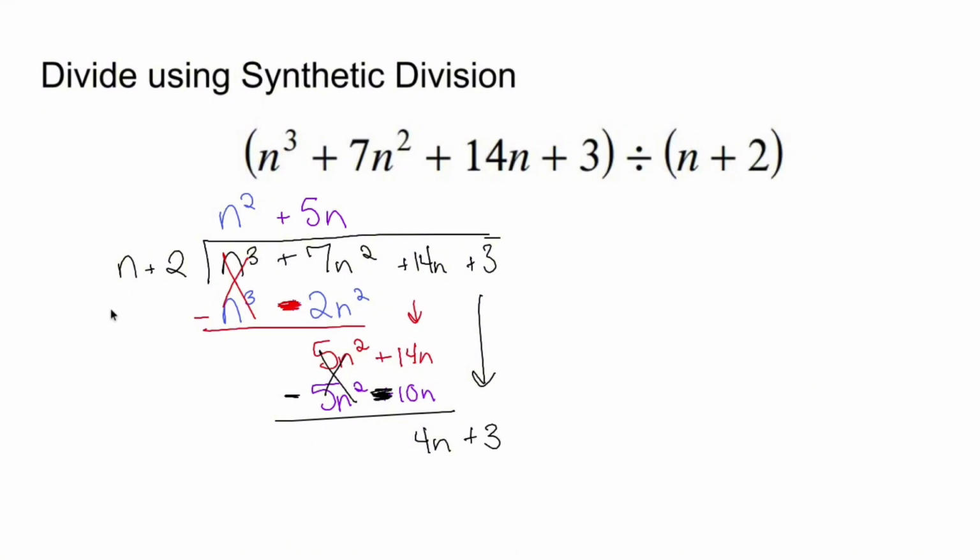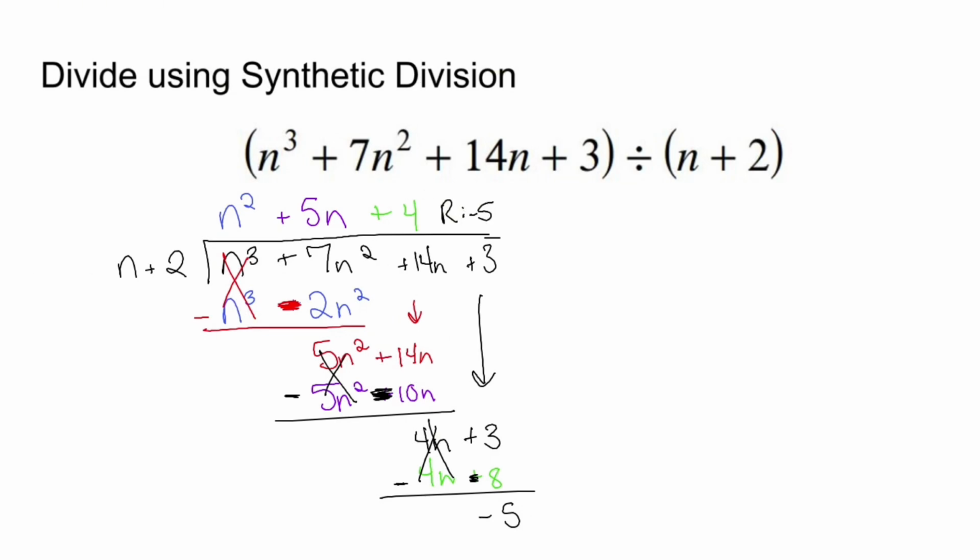One more time. N times what is 4n? N times 4 is 4n. Take that 4 and multiply it to both of these. N times 4 is 4n. 4 times 2 is 8. Subtract the entire row, which means flip the signs, and we end up with the n going away. 3 minus 8 is negative 5. So I'm going to have a remainder of negative 5.